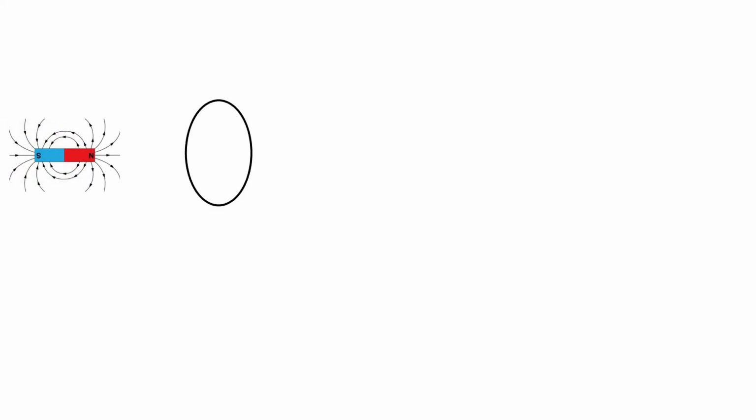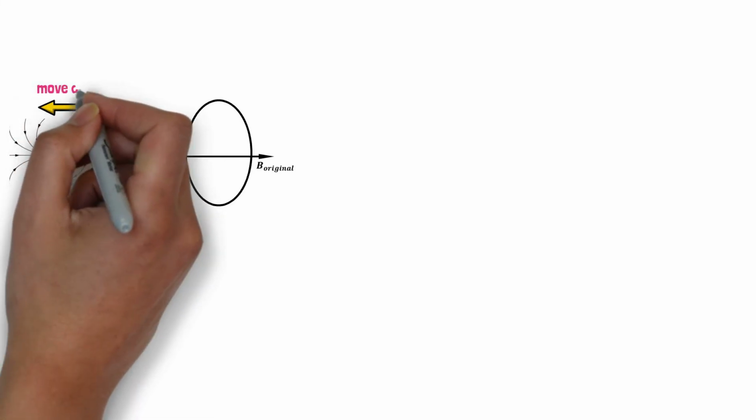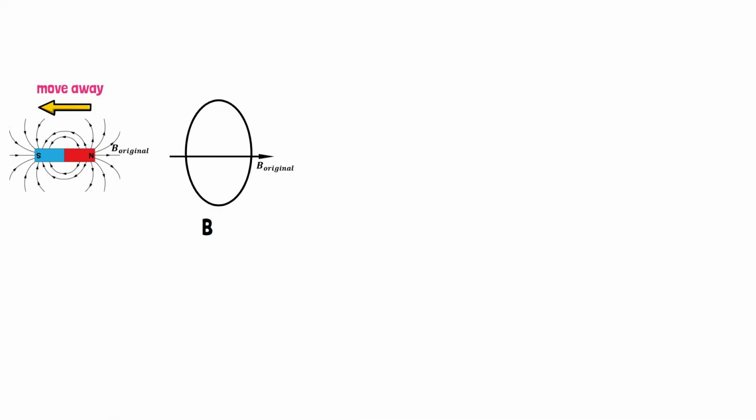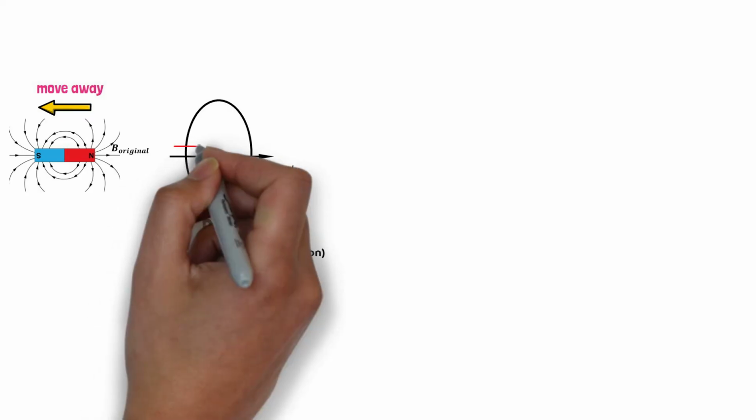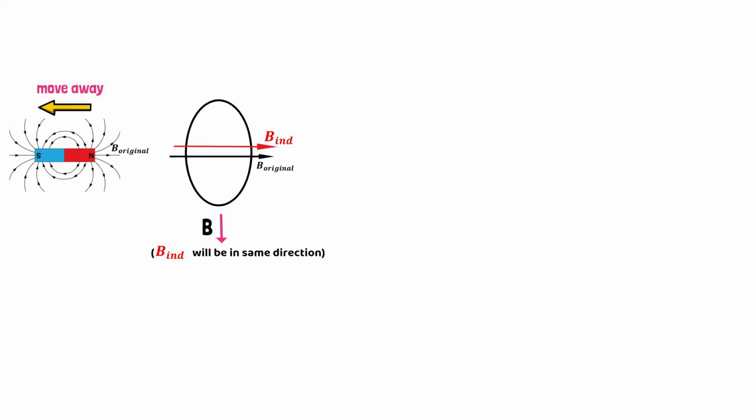Dan untuk kes yang ketiga, saya punya north and the south pole as shown in this figure. So this time, the magnetic bar will move away from the coil. Dia akan pergi menjauhi coil tersebut. Jadi apa yang akan berlaku? So the magnetic field around this coil will decrease. Dan bila B decreasing, automatically the induced magnetic field will be in the same direction. Sebab dia akan cuba nak tambah lah kalau B nak berkurang. So induced magnetic field will be same direction as the original magnetic field as shown in this figure.